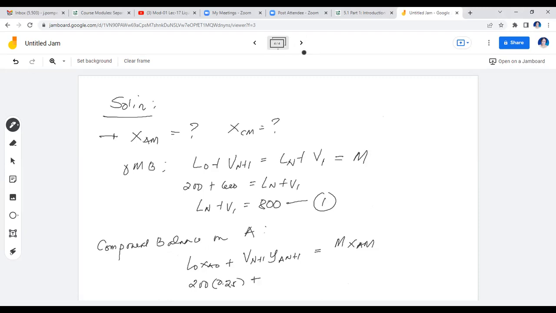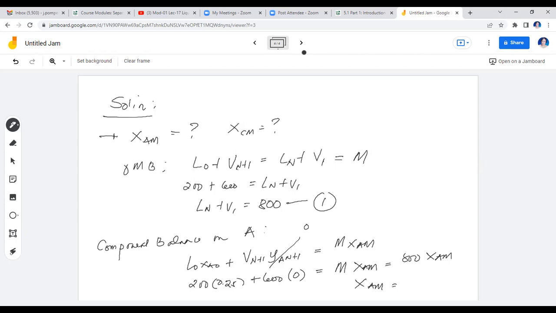You have V sub n plus 1. Your V sub n plus 1 is 600. And it just so happens that it's pure, so the solute fraction is 0. You will have your M, X, A, M. But what is M? This M is the sum of L sub O and V sub n plus 1. Also, it could be the sum of L sub n and V sub 1. So I can place here 800 X, A, M. Now, in this particular equation, I'll be able to solve for X sub A, M.